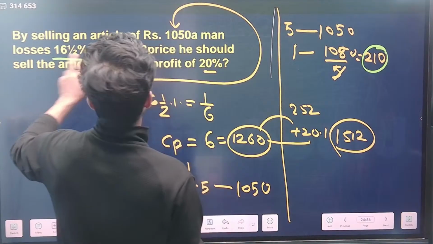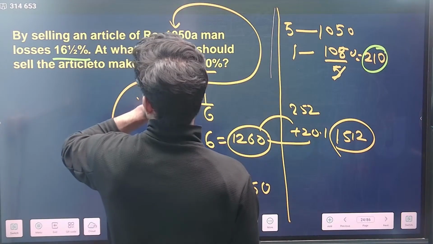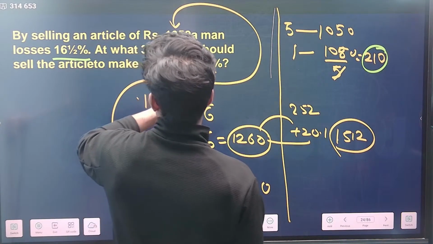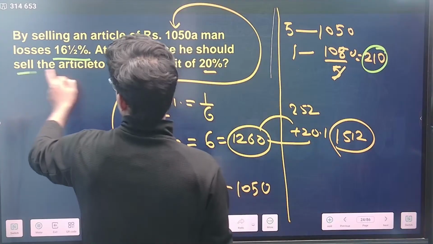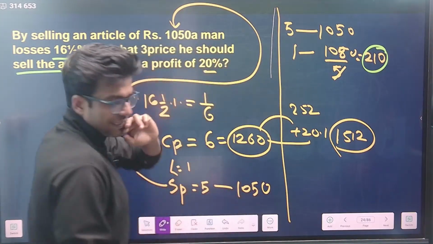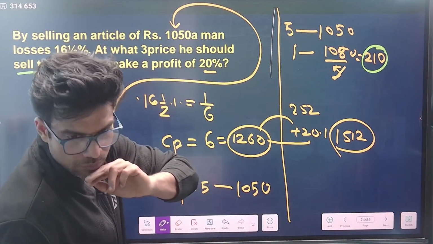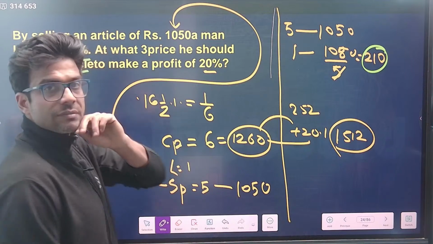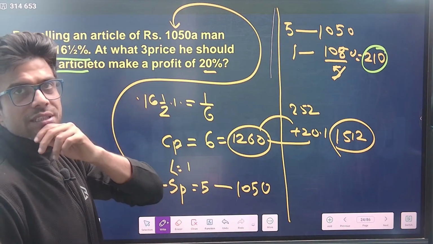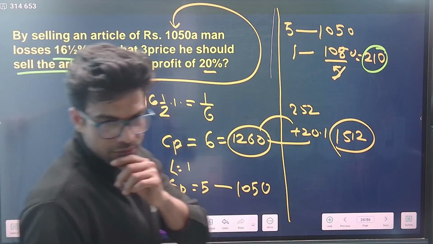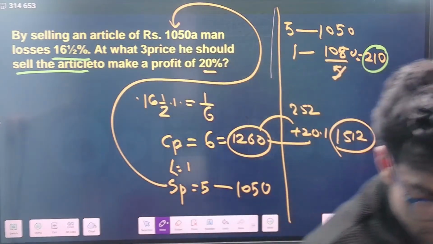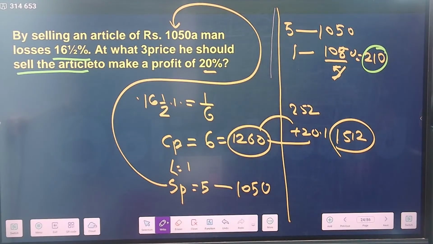Actually, they should write here the same article. I think there's a language issue. The correct answer would be 1512. I hope everyone got this clear. Is anyone having a doubt till now? I don't think so. Okay, fine. Is it good now?